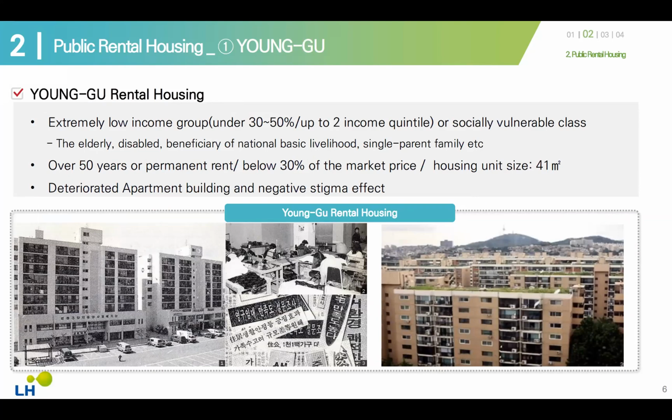First, Yeonggu rental housing. The term Yeonggu means permanent.